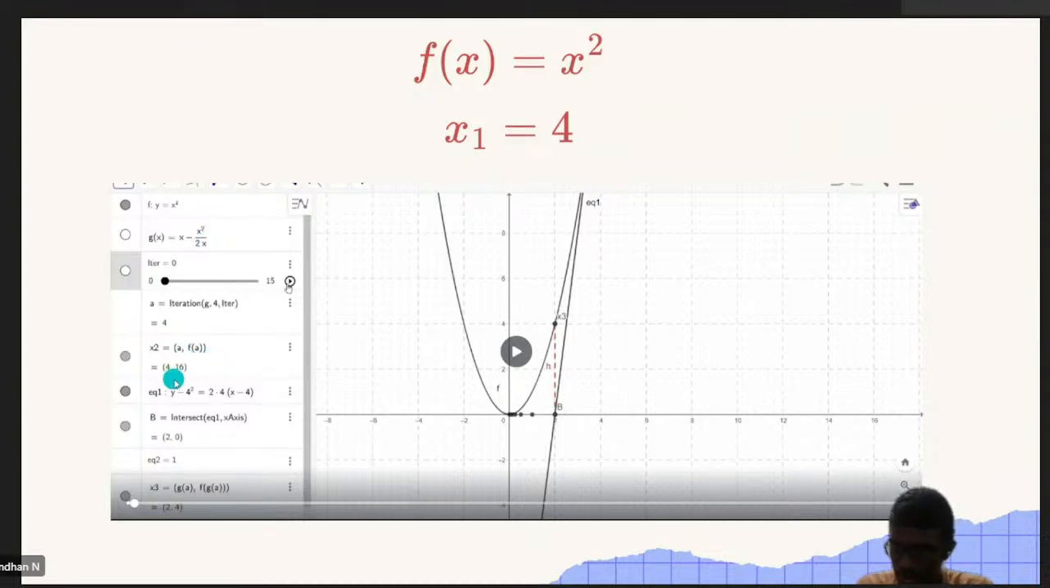And see, this point is our current point, 4, 16. Because I've taken x1 to be 4, the function value will be 16. The point is somewhere there, above. I haven't focused it, so let's say the point is there. Now, from here, we need to find the solution.